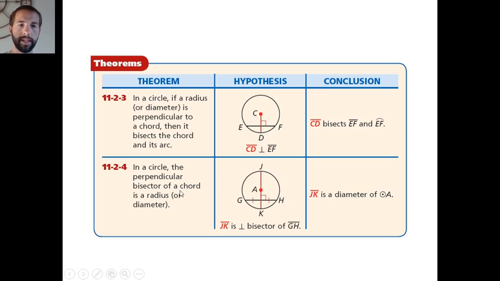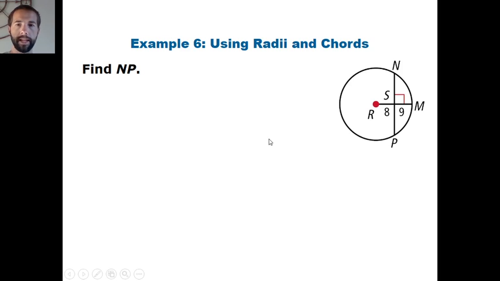All right, then this one says if in a circle, the perpendicular bisector of a chord is a radius or a diameter. So we see here that JK is perpendicular to GH, and it's also bisecting GH because it has the tick marks. So therefore, that means that AK must be a radius and JK must be a diameter. So we'll look at one example with that.